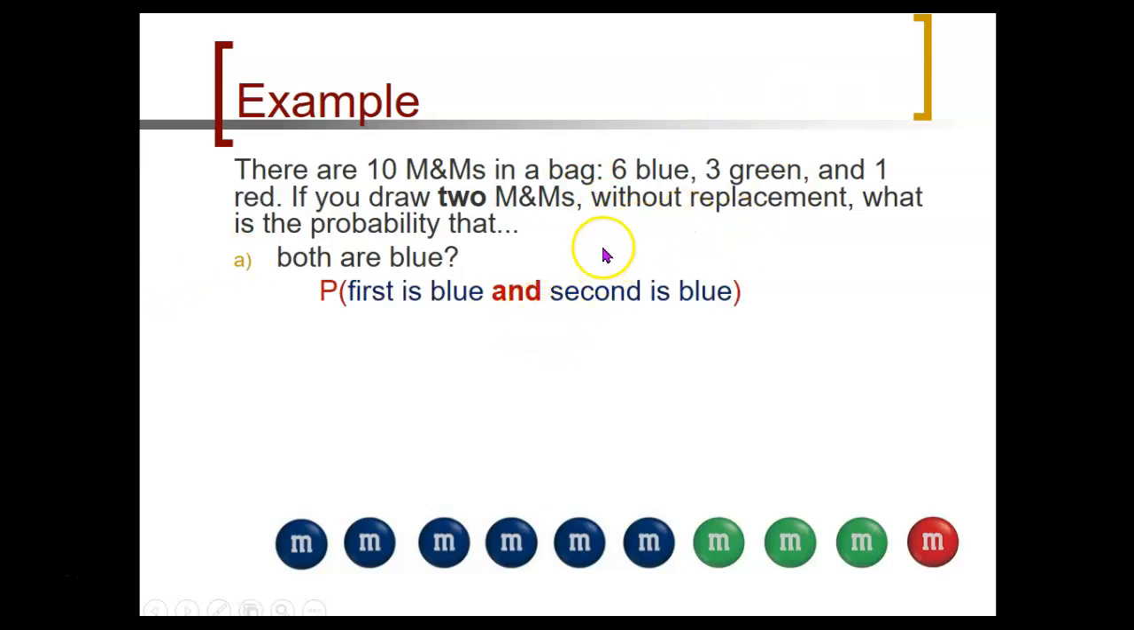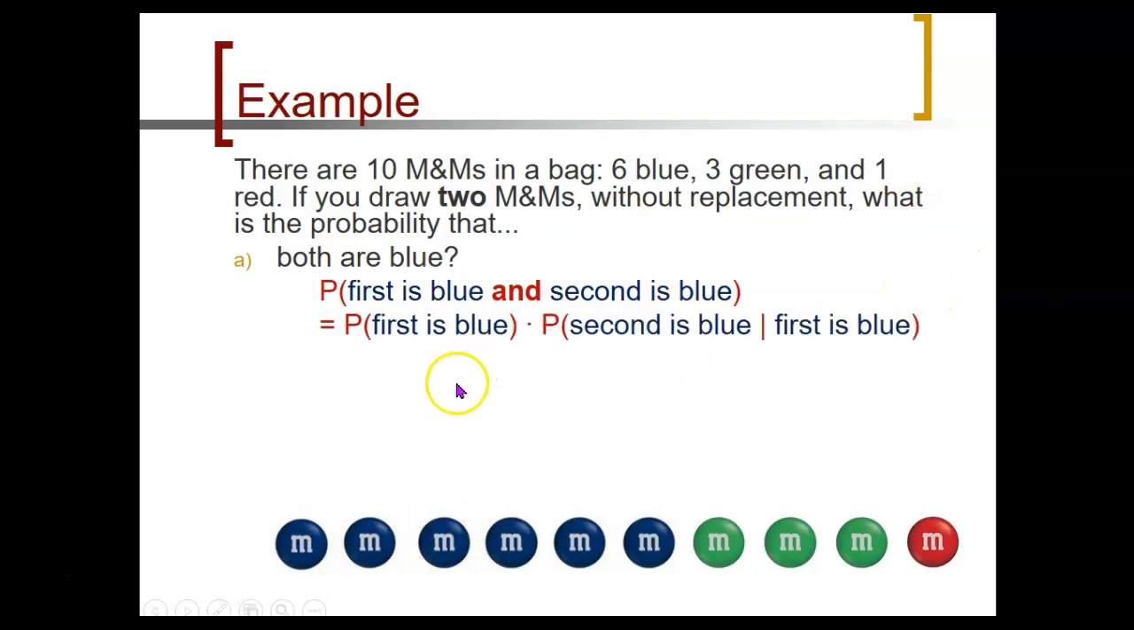Because this is an and question, we're going to be using that multiplication rule, but they're not independent, so we're using that multiplication rule 2 that I just showed you. We're taking the probability of the first one being blue times the probability of the second one being blue if the first one was blue.